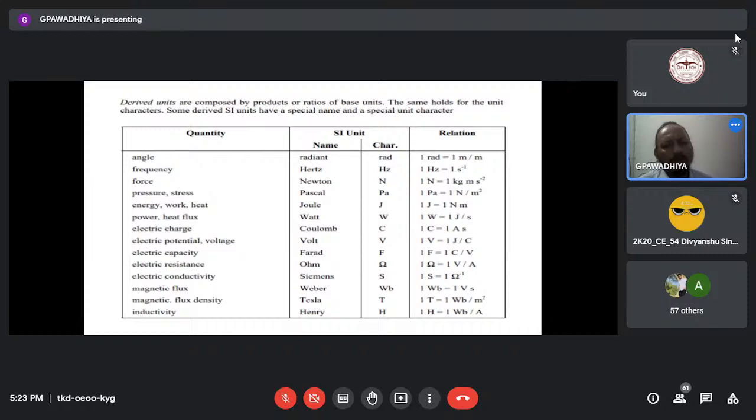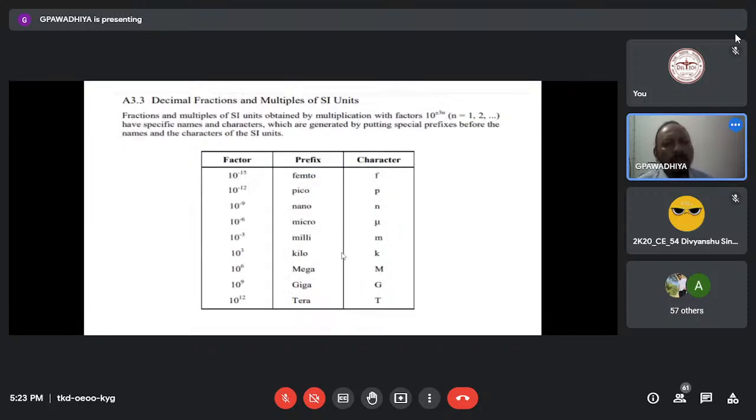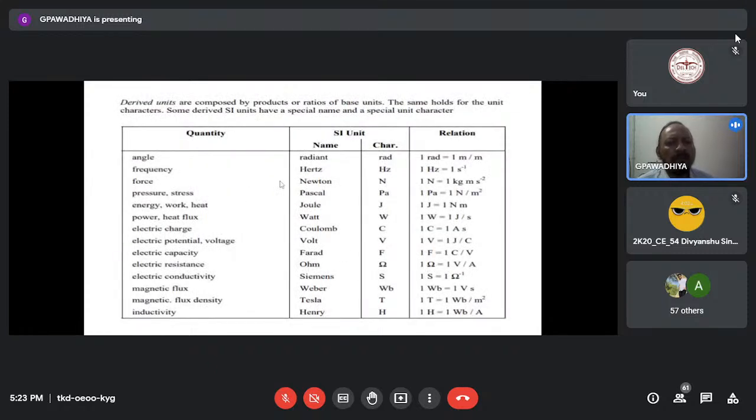Here there are some more units you have studied. You know a lot about all these. These are some derived units. Actually, they are dependent on some basic units.